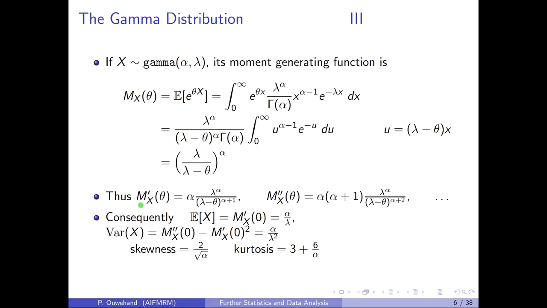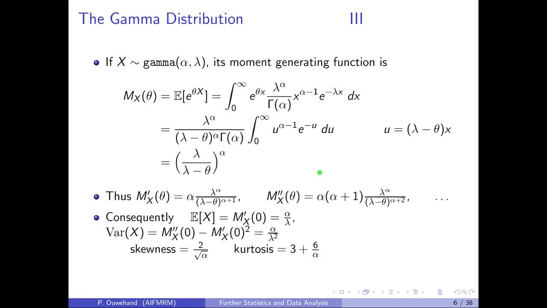For example, the first derivative of the moment generating function is d by d theta of lambda over lambda minus theta, to the alpha. In other words, we differentiate this expression over here with respect to theta, which means the alpha comes down, and we get this expression over here. And then the mean is obtained by substituting theta equal to 0 into the first derivative, which means that the mean is given by alpha over lambda.